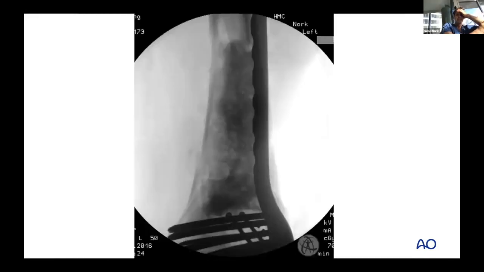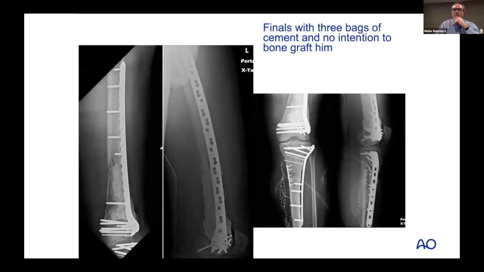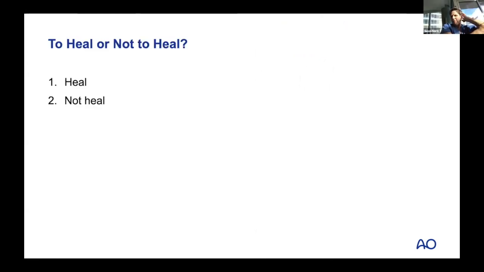That's intraoperatively. He was 3 bags of cement. So finals with 3 bags of cement and no intention of bone grafting him whatsoever. Plateau, yeah, I'm not that excited about it. I'm going with Hobie. So is that going to heal or not heal?